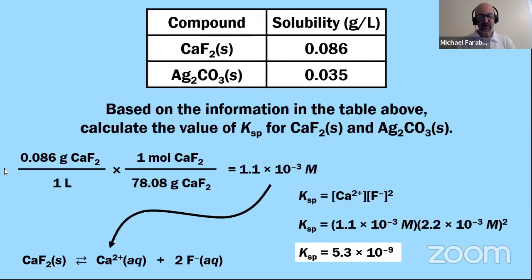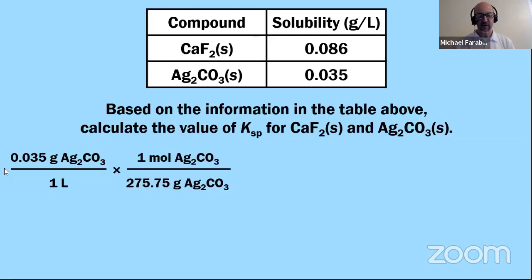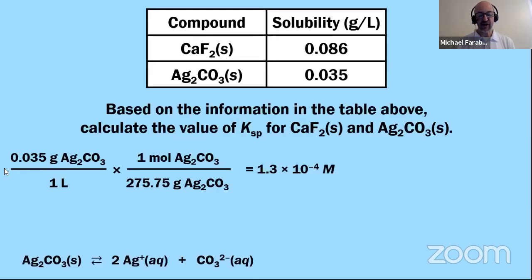All right, we'll do this again for the silver carbonate. We're going to start with grams, and again, we have to use the molar mass of silver carbonate. So the molar mass of silver carbonate allows us to go from grams to moles. Is this number that we get, 1.3 times 10 to the negative 4, the concentration of the silver or the concentration of the carbonate?